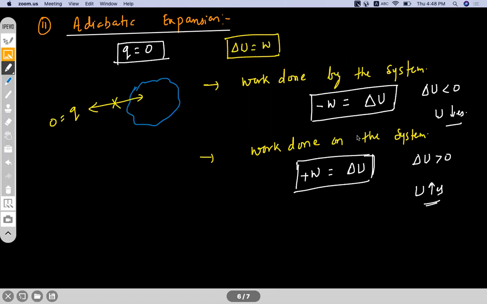See, only two possibilities we have: either work done on the system or by the system. So by the system is the previous one, and just opposite we have on the system. So if you're doing work on the system, then obviously work done will be positive. So plus W equals delta U. This means the value of delta U is positive. So positive delta U means internal energy is increasing or has been increased. That's what we said. Clear?